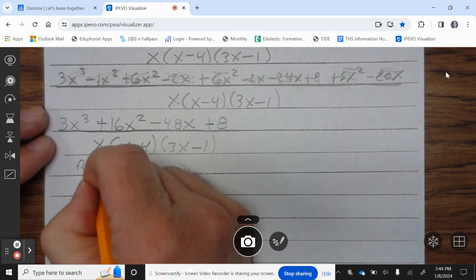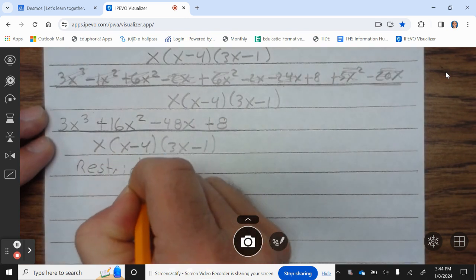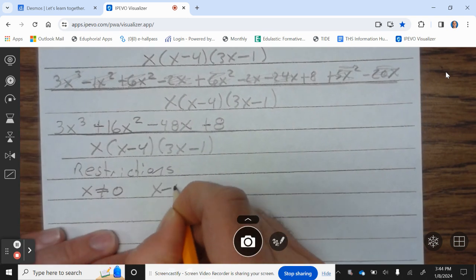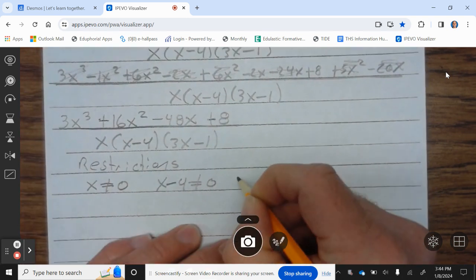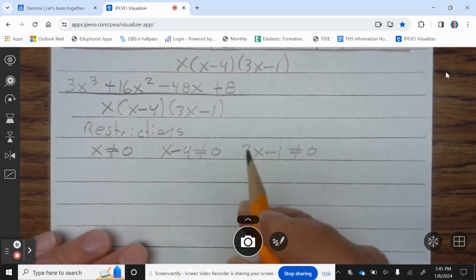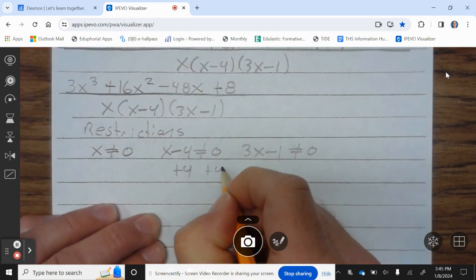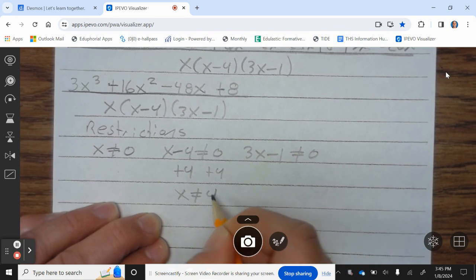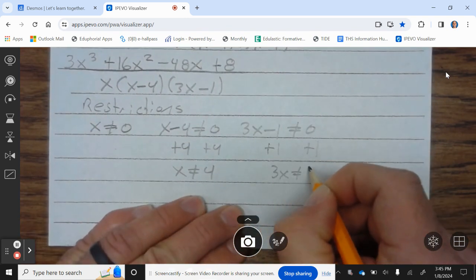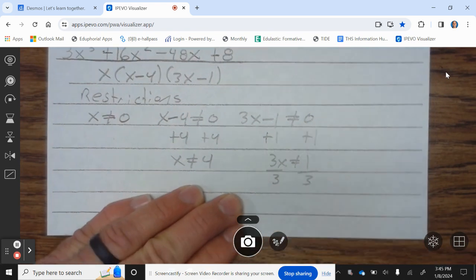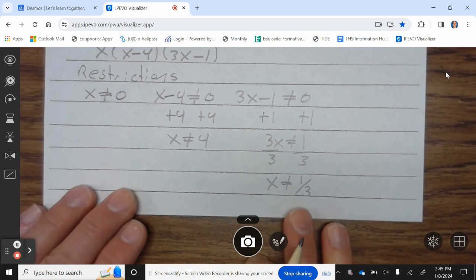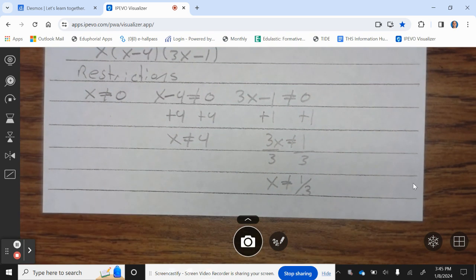And then restrictions. X does not equal 0. X minus 4 not equal to 0. 3x minus 1 not equal to 0. So x does not equal 0. Add 4 to both sides. X does not equal 4. Add 1 to both sides. You get 3x not equal to 1. Divide by 3. X does not equal 1/3. All right, go ahead and finish it up and have a wonderful Wildcat day.